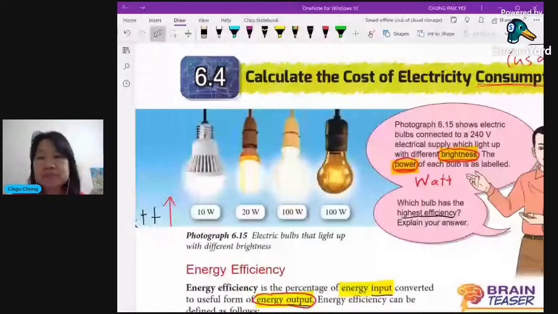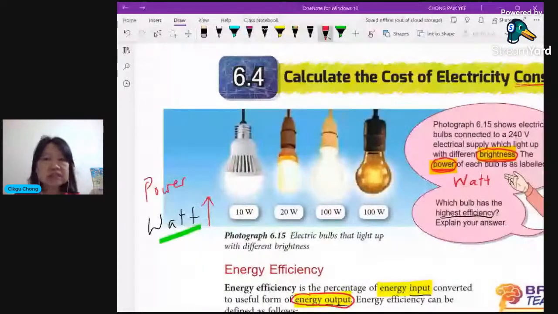For example, if I call A and B runners, they are running 100 meters. If both of them are running, now who is more powerful? Usually we talk about powerful, of course, maybe the legs are very powerful, can run faster. So if A can run 100 meters in 15 seconds, whereas B runs the same distance, 100 meters, in 25 seconds, who would you say is more powerful?